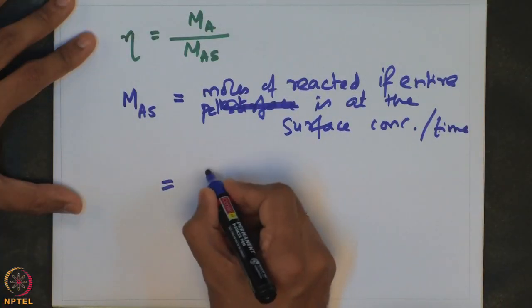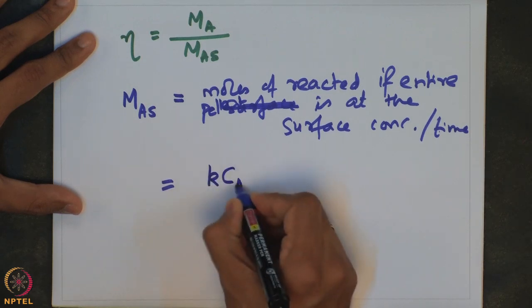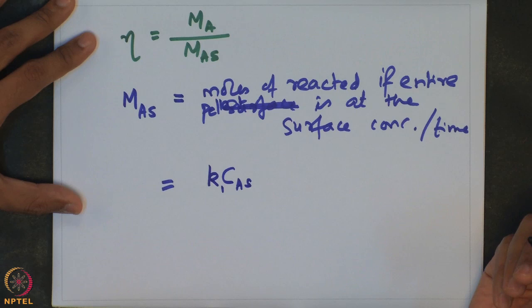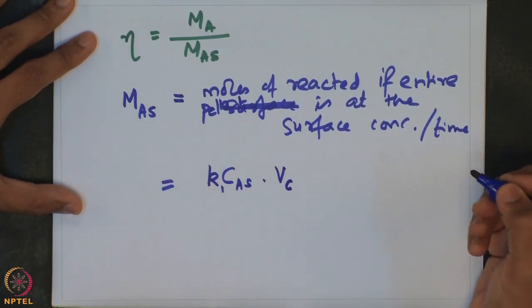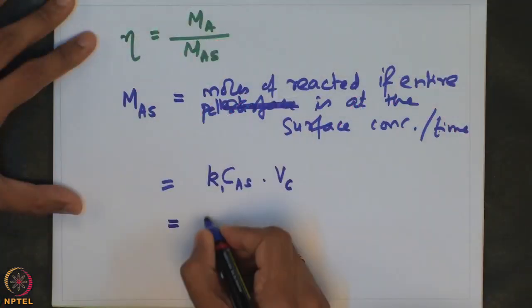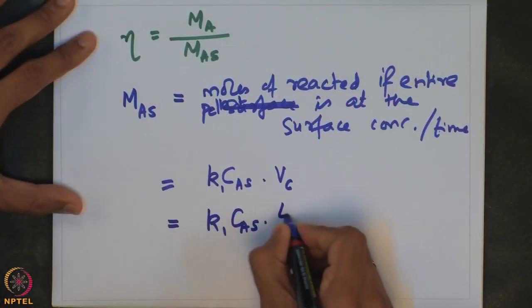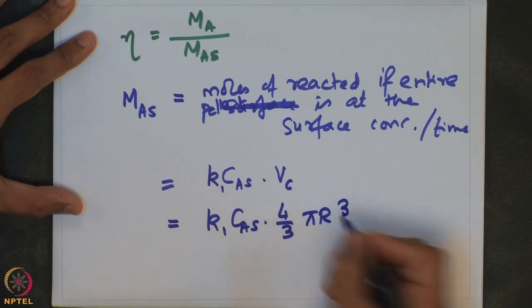So, if the entire pellet is actually at the surface concentration, then it means that the reaction that is happening at every location inside the catalyst pellet will be happening at the intrinsic rate. Therefore, the reaction rate everywhere is essentially given by K into CAS. If I assume that it is a first order reaction, it will be K1 into CAS. That will be the rate at which the reaction is happening at every location inside the catalyst pellet. And that multiplied by volume of the catalyst will tell me what is the moles that is actually reacted if the entire pellet surface is actually at the surface concentration and surface temperature. So, that should be equal to K1 CAS into 4 by 3 pi r cube.